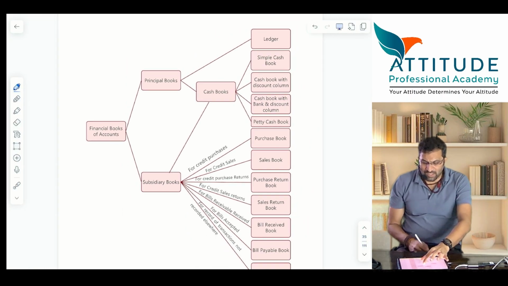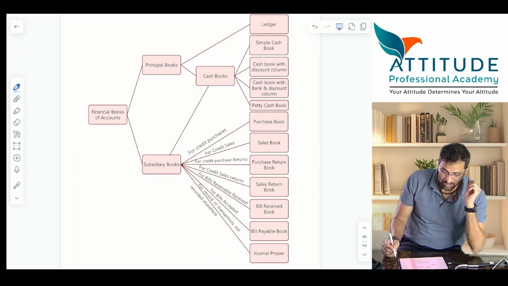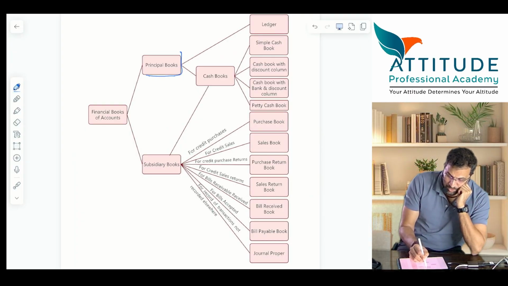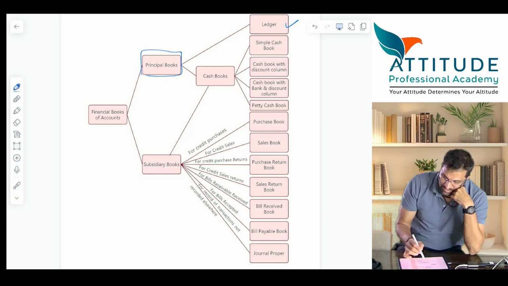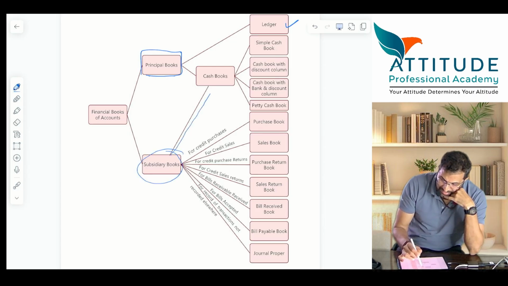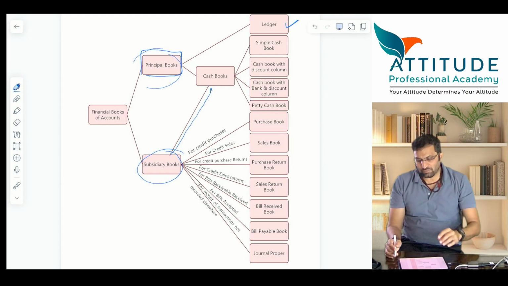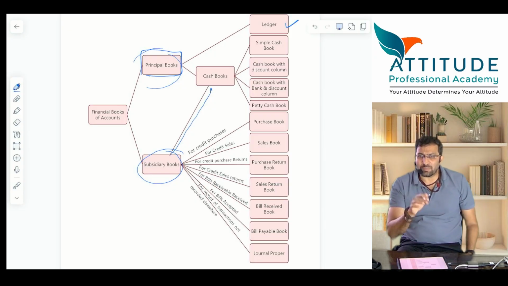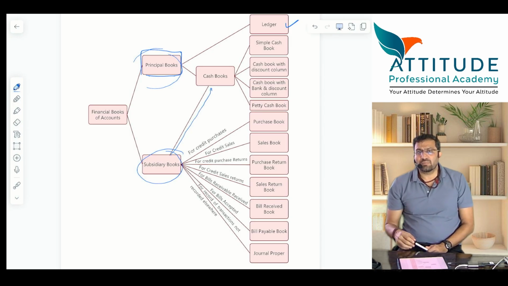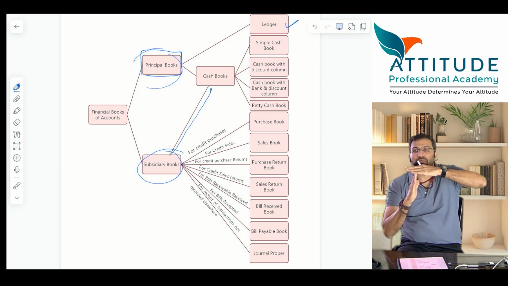Okay. What are the types of subsidiary books? Principal book. Ledger is what book? Principal book. Subsidiary books. Cash book is a subsidiary book as well as what? Principal book. The reason I have already told you. Now guys, concentrate here. Why is cash book a subsidiary as well as a ledger? Because cash book is the only subsidiary book which is in the form of an account.